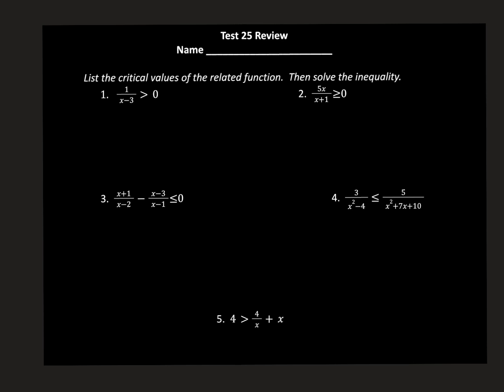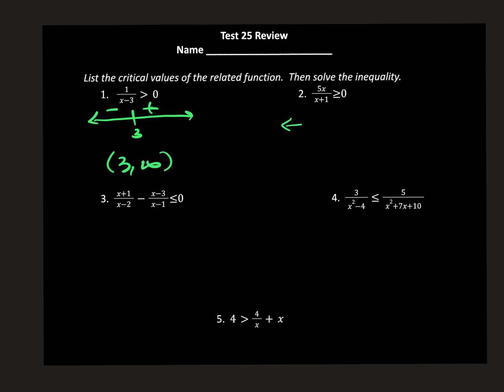Problems 1 through 5 say: list the critical values of the functions and solve the inequality. As long as you put your critical values on your sign graph, I'm fine with doing it that way. So the critical value there is 3. If I plug in 100, it's going to be positive. That means that's negative. So my answer is going to be everything from 3 to infinity. That one's pretty easy. It's already done for you more or less.